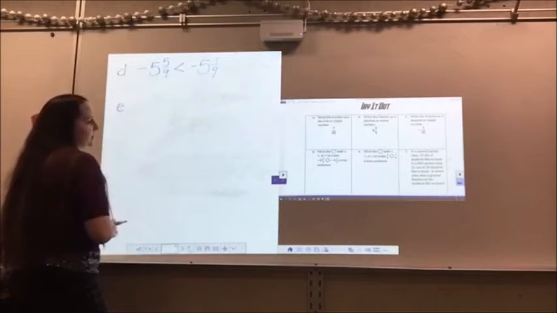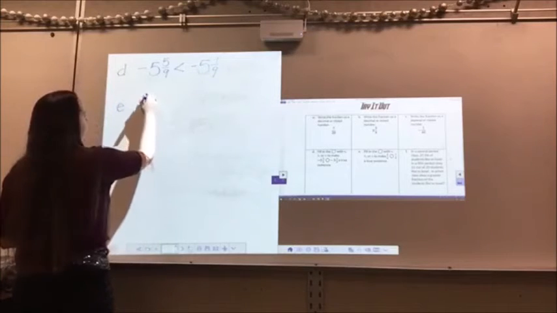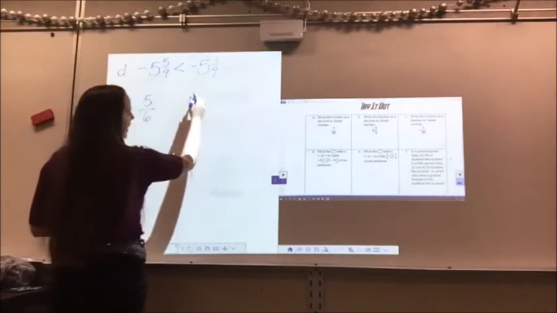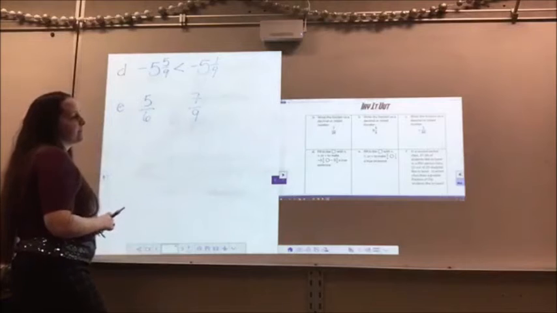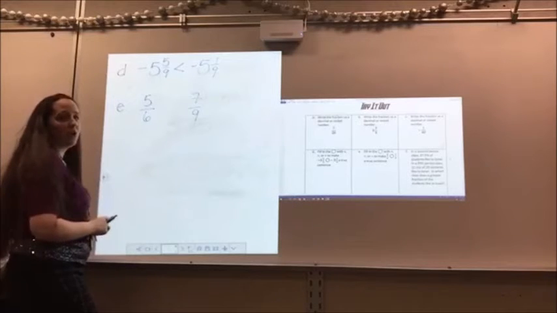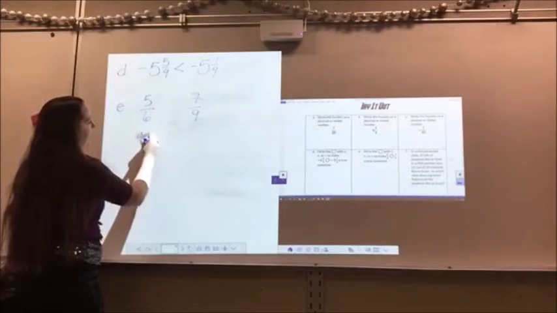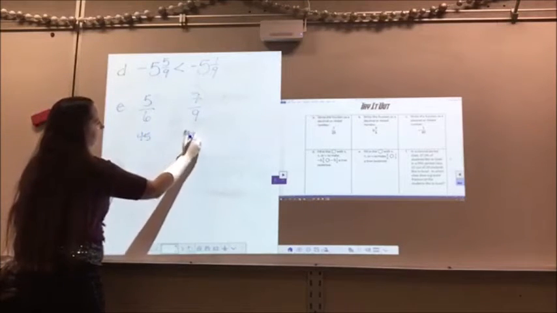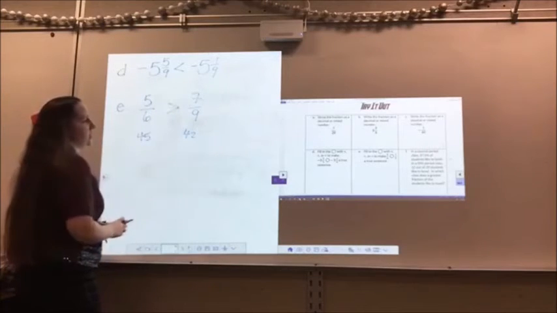For letter E, fill in the circle with less than, greater than, or equal to for 5/6 and 7/9. Okay. So I can either change these to a decimal, or there is actually another way to do it. You can actually multiply across. So if I multiply 9 times 5 is 45, and 6 times 7 is 42. 45 is bigger, so that means 5/6 is bigger than 7/9. So it's actually a shortcut.